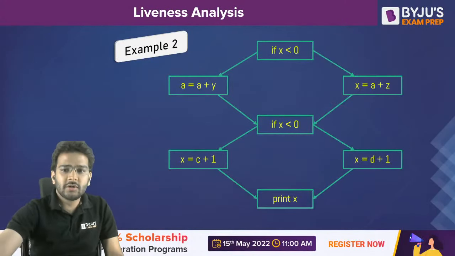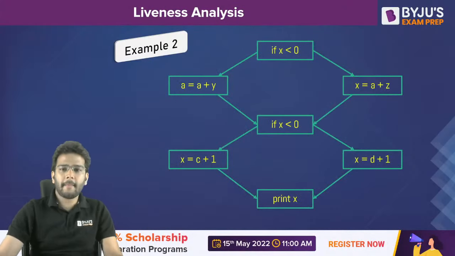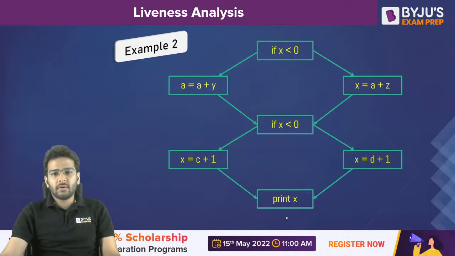So let's see this next example. Now you tell me the live variables present here. What will be the live variable present here? Always you have to see downwards. Do you have anything else present in the program downwards? No. So it is going to be 5 simply. What about this one?